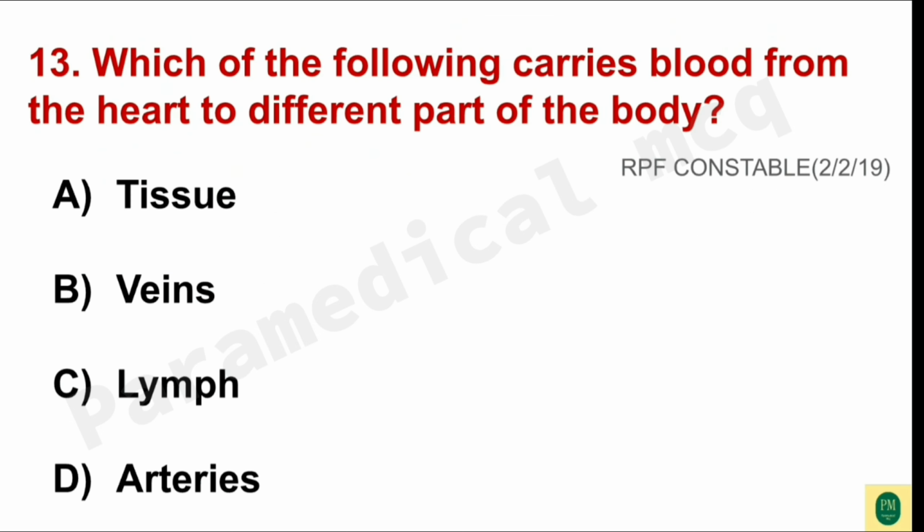Which of the following carries blood from the heart to different part of the body? Option A, tissue. Option B, vein. Option C, lymph. Option D, arteries. The correct option is option D, arteries.